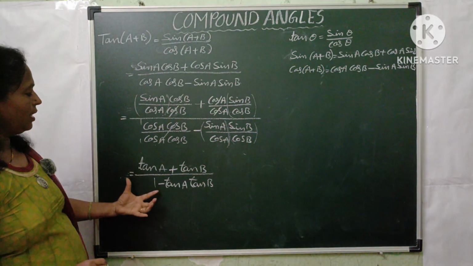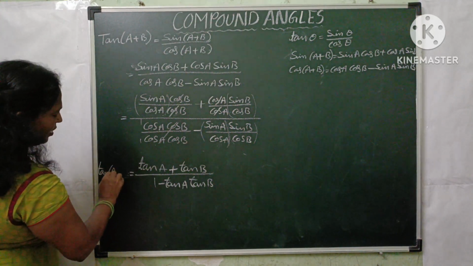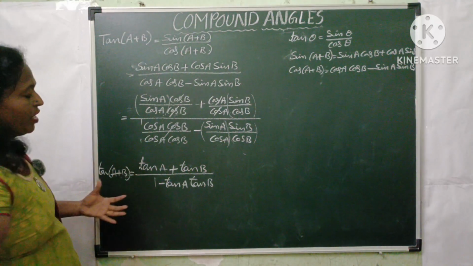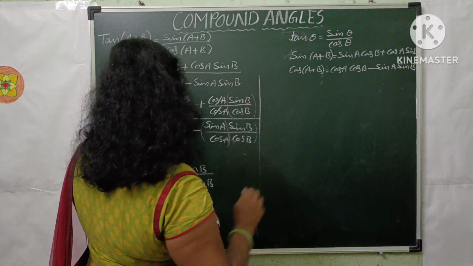Next, tan(a minus b). This is the tan(a plus b) formula. Tan(a minus b) is simple. How can you write tan(a minus b)?